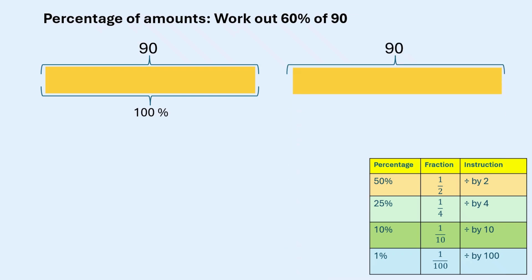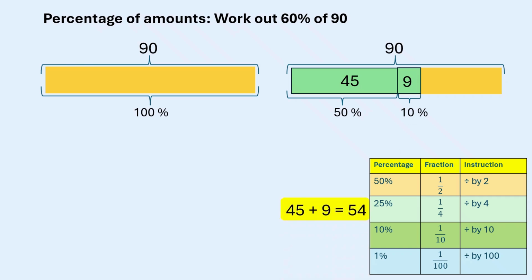So one way I could do it is I could start off with 50%, which is the same as a half. So a half of 90 is 45. And then I need another 10%, which is the same as a tenth. So I'm going to divide by 10, which will give me 9. And then to work out 60%, I will add those together. 45 plus 9 gives me 54.